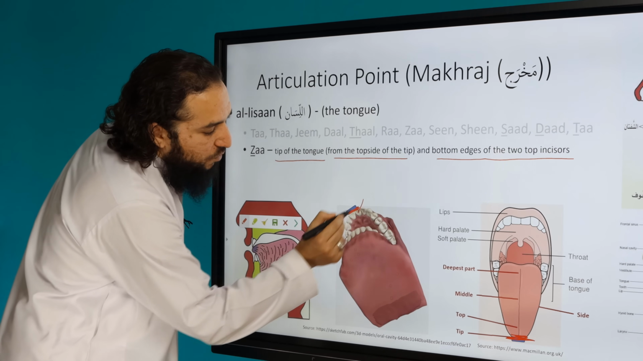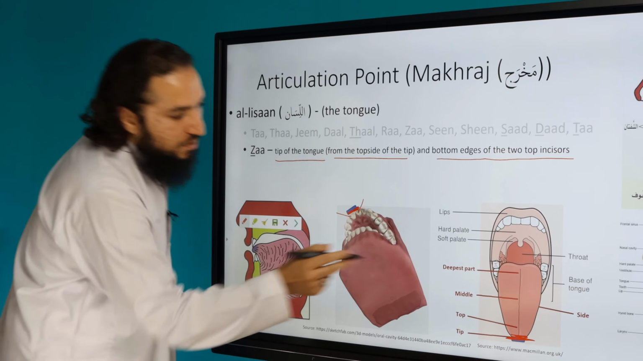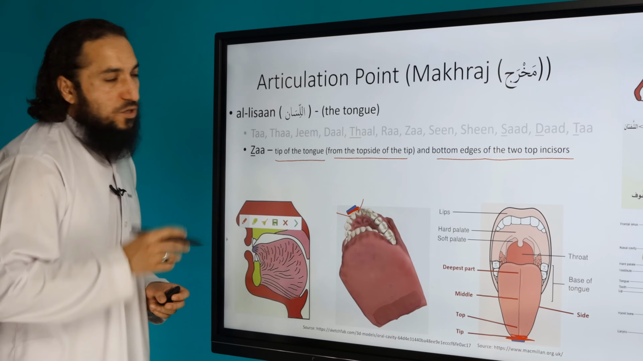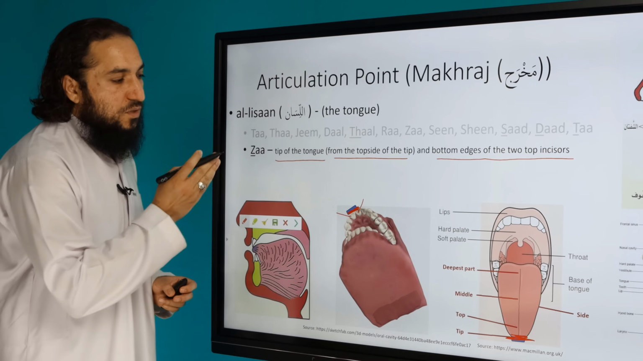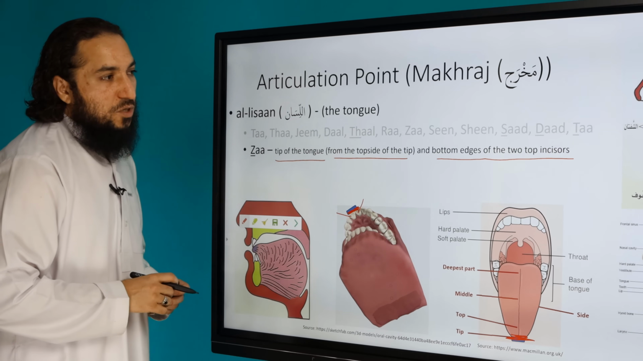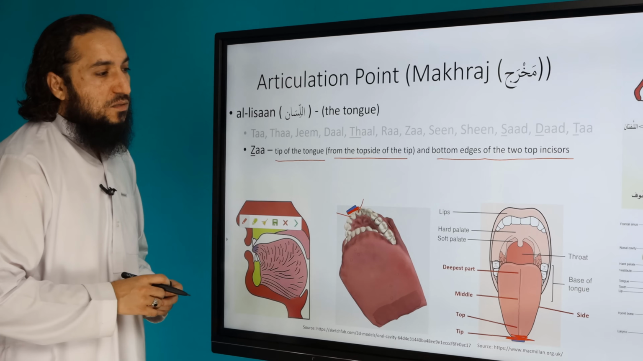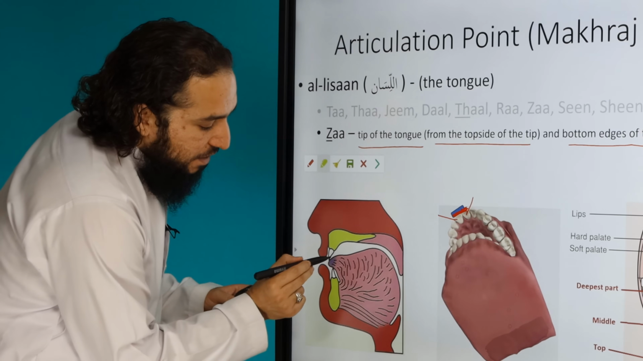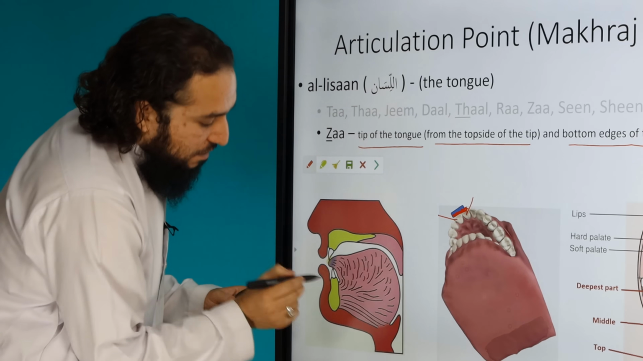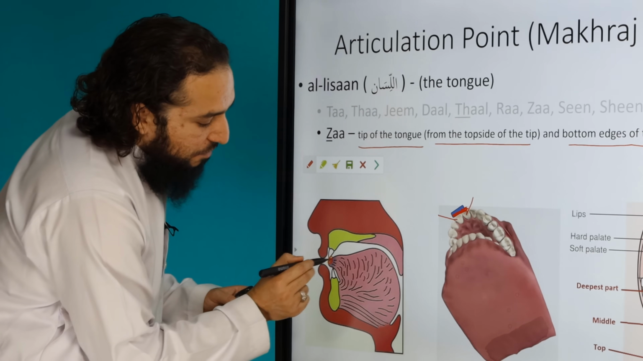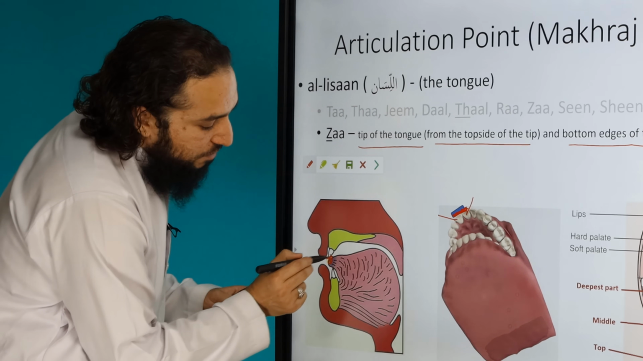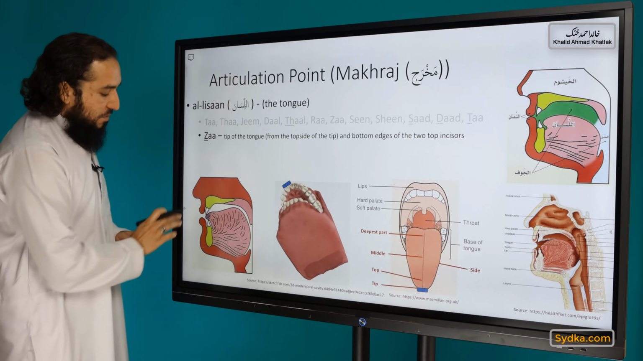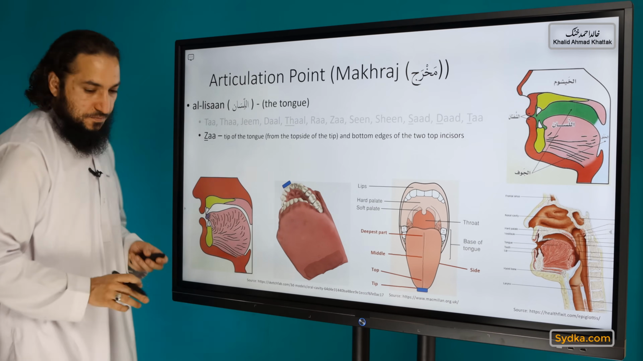This is incisor 1, this is incisor 2, and it's going to touch the tip of the tongue from the top side. It's going to touch the bottom edges of the two incisors when the sound for Dha is produced. Similarly, you can see here that's the tip of the tongue from the top side, and these are the bottom edges of the top two incisors. Let me explain that with the 3D model.